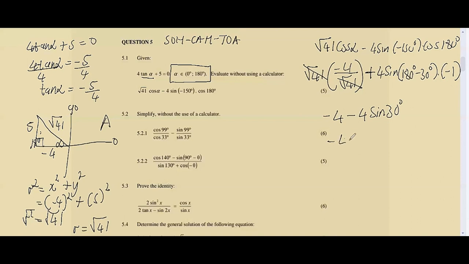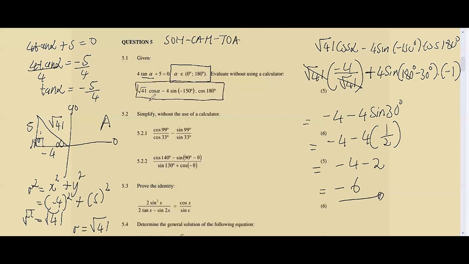So this is negative 4 minus 4, but sine 30 we know is a half. What is 4 multiplied by a half? The half of 4 is 2. So we have negative 2. And then negative 4 minus 2 will give us negative 6. So this is the numerical value of the whole expression, which is what we were required to find. That's negative 6. That's how you were supposed to tackle that, for a total of 5 marks.